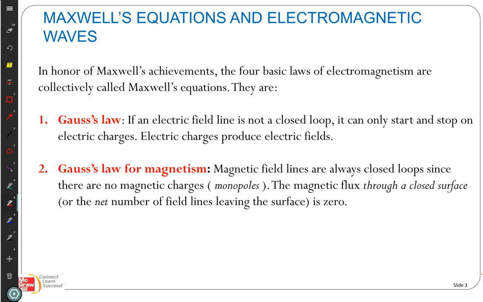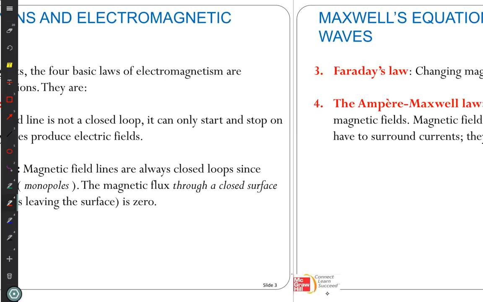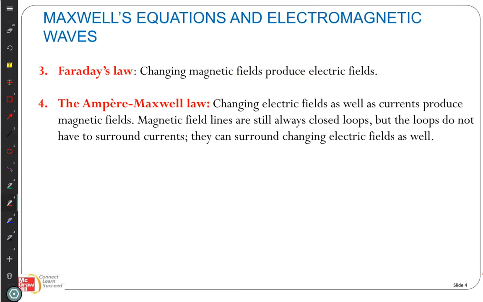Okay, so we have Gauss's law that says that a magnetic charge would create a magnetic field if we could get a magnetic charge by itself. Then we have the last two, Faraday's law of induction. The law that says a changing magnetic field creates an electric field.